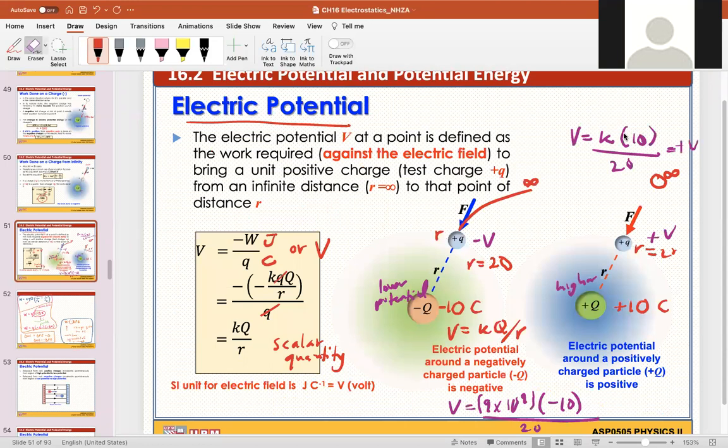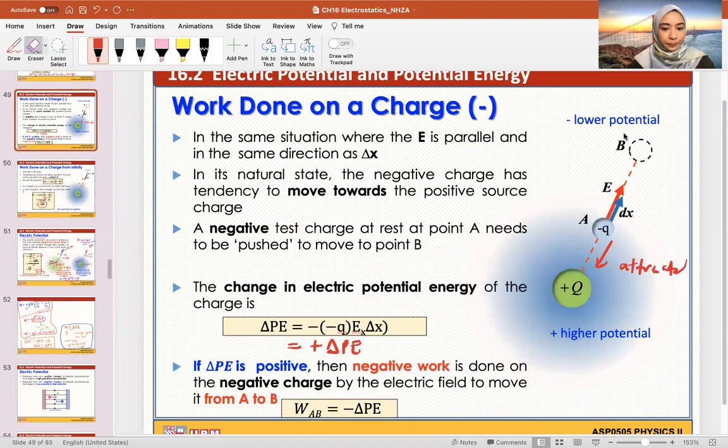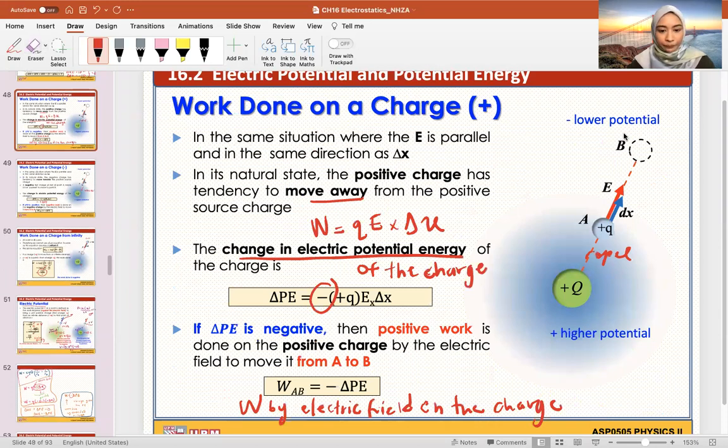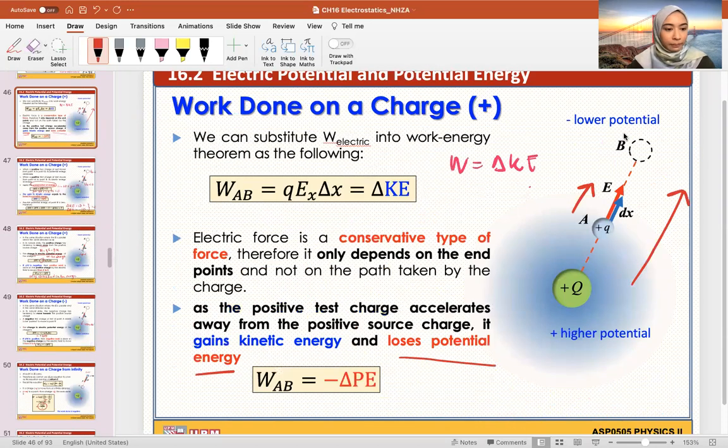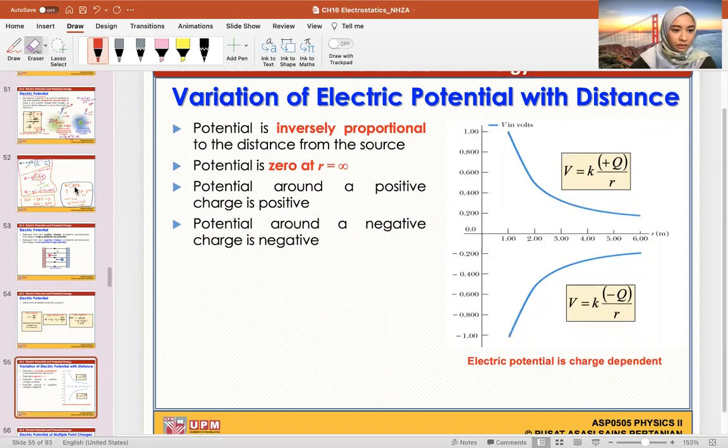Oh, V. We haven't talked about V yet. What else did we miss? Yes, we talked about this one. Okay, about positive and negative charge. We haven't talked about that yet in the recap.